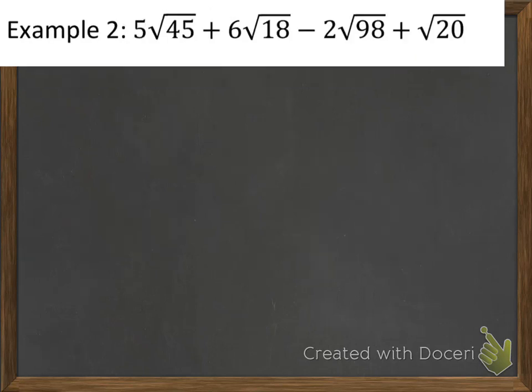Alright, here's another example. Again, you can see initially it looks like none of the numbers under the radical are the same. But we're going to do what we always do, which is go through and do prime factorizations and figure out how we can simplify these numbers.